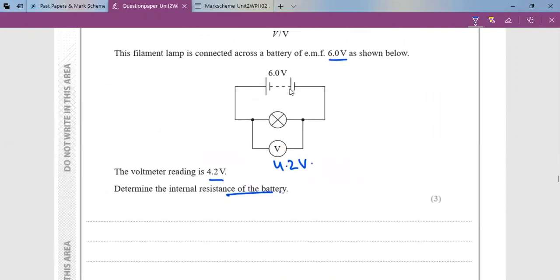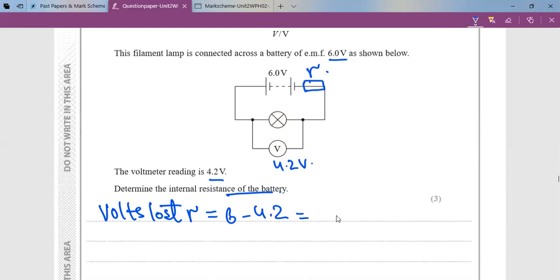So let's assume that the internal resistance is going to be a series resistor. Let's say it's R. Now the voltage given to you is 4.2 volts. What's the voltage drop across the internal resistance? The volts lost in the internal resistance are going to be the total minus the 4.2. So it's going to be 6 minus 4.2. Can you give me the answer to this? It's going to be 1.8 volts.